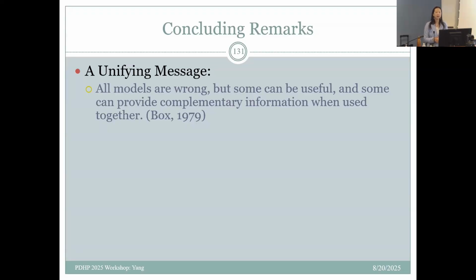So I find it important to leave researchers with a unifying message that plays on the words of Box. All models are wrong, but some can be useful. And I add, some can provide complementary information if we use them together, if you're humble enough to put everything out on the table and compare and be rigorous. So that can be done.